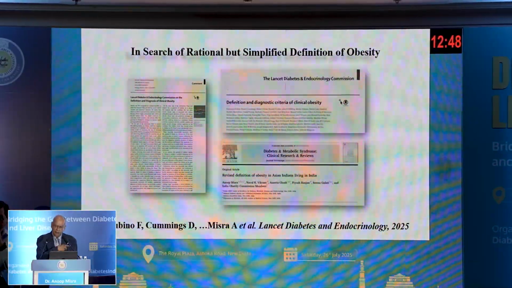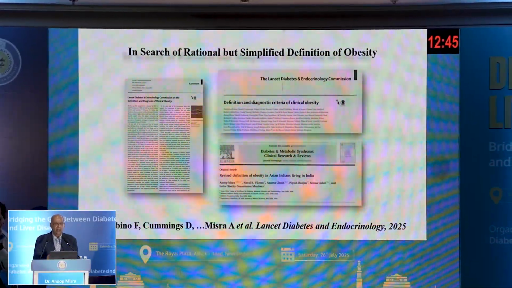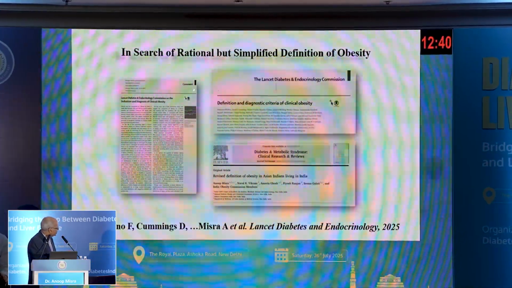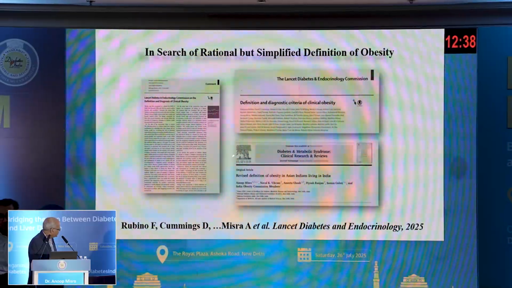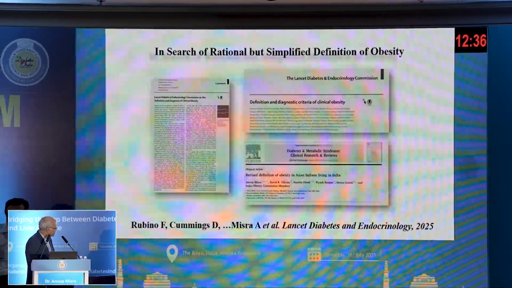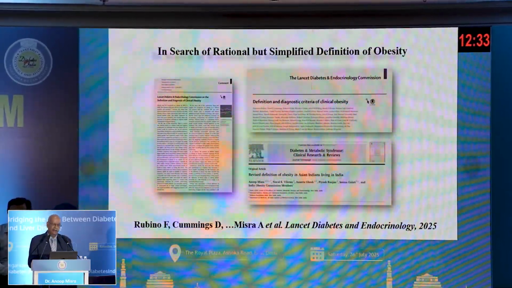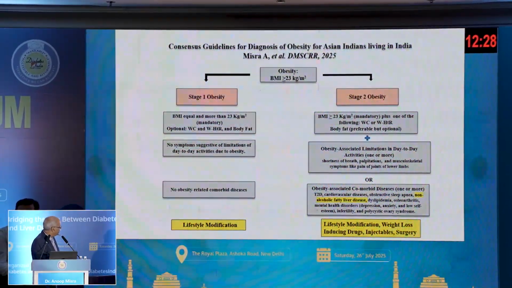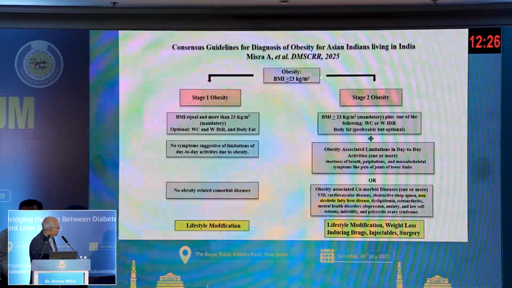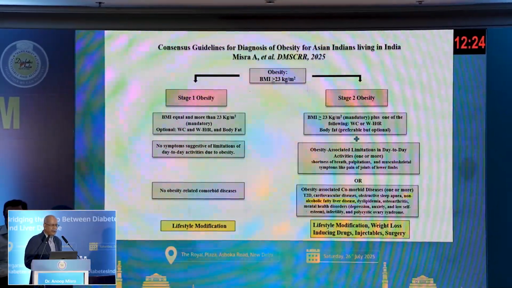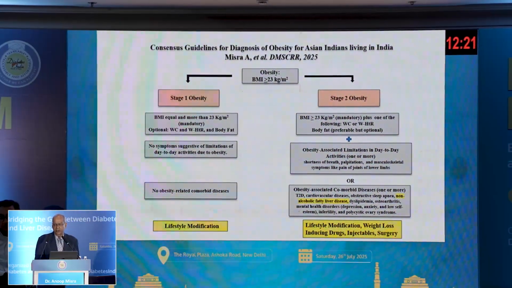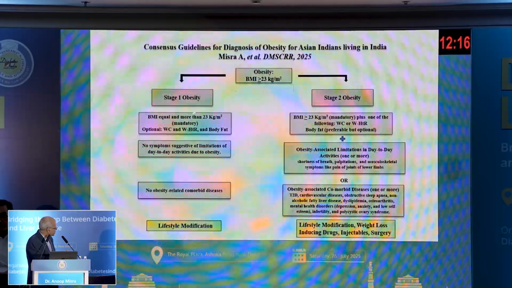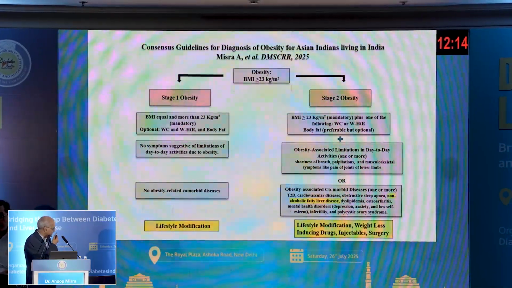Before I begin the consensus guideline, you must know the new obesity guidelines. I am part of both. This is the Lancet publication, and this is the publication for the Indian population, in which we put the revised definition of obesity for the Indian population. It goes like this: anybody above a BMI of 23 should be considered obese. There is no overweight category now. And there is a bifurcation into two, stage 1 and stage 2 obesity.